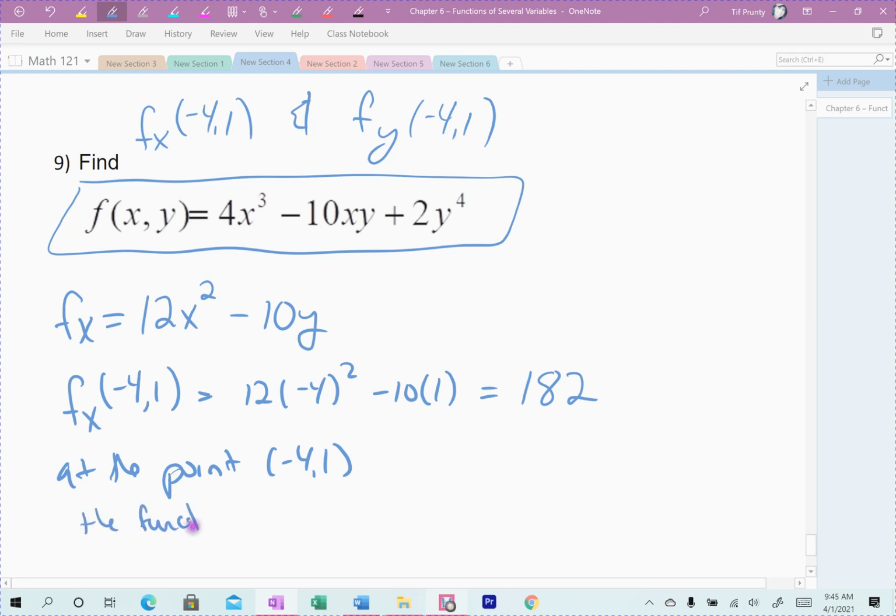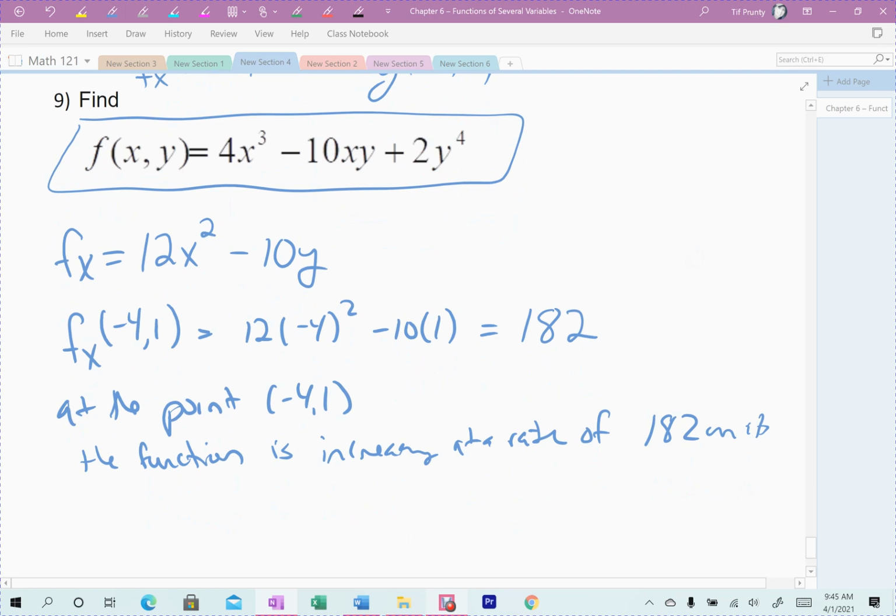The function is increasing at a rate of 182 units, whatever. So if this represented profit, profit would be increasing by 182 units as x changes. So x would represent some type of variable in terms of profit, maybe it's capital and labor. X would represent capital. So if I increase capital, my function would increase by 182 units at that moment.